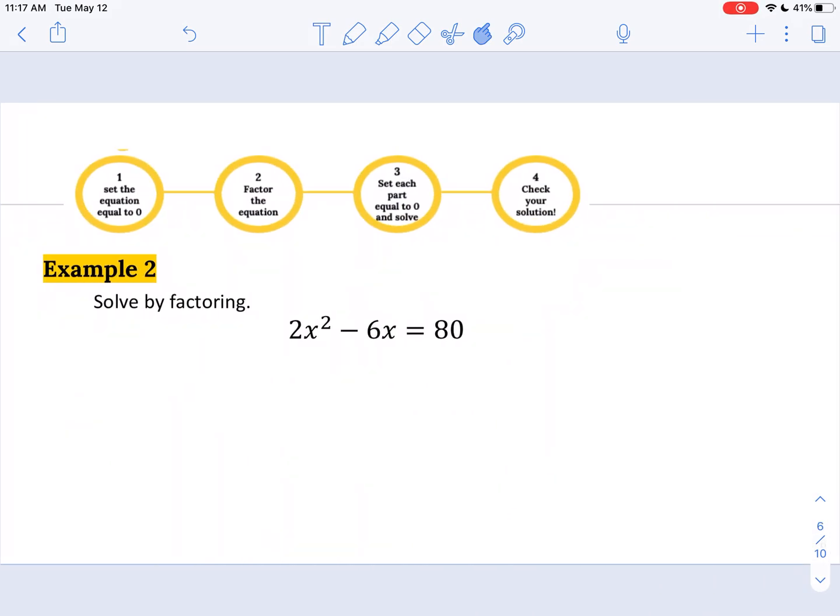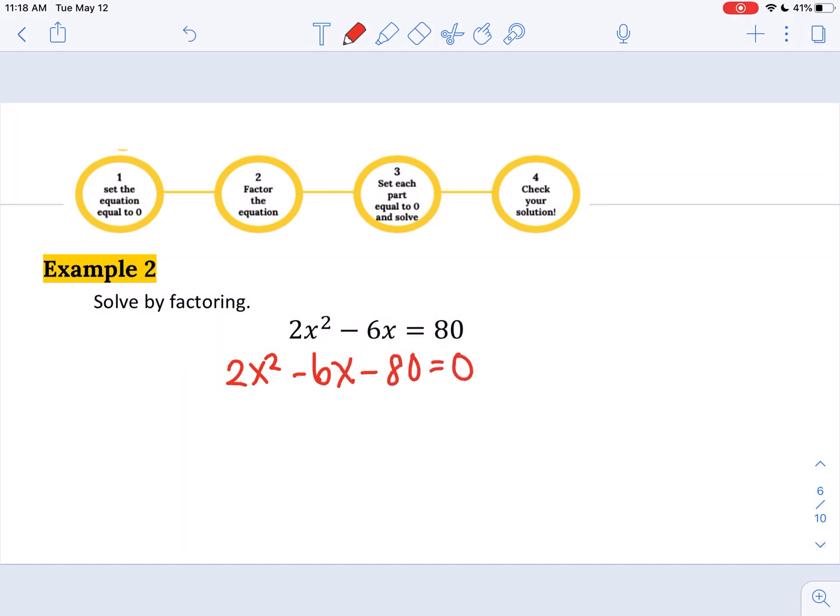So let's look at example number 2. In example number 2, we have 2x squared minus 6x equals 80. Now, our first step is to put this in descending order, or in other words, standard form. So in order to do that, I'm going to move everything over to one side of the equation so I can have my equation set equal to 0. Now, it doesn't matter which way we move it, but for this, I think it's easier to move the 80 to the left. So I'm going to be left with 2x squared minus 6x minus 80 equals 0.